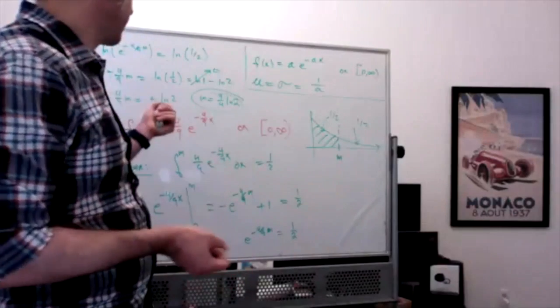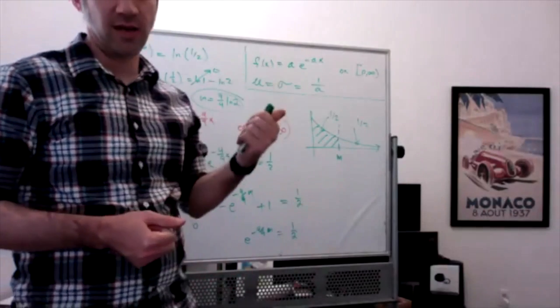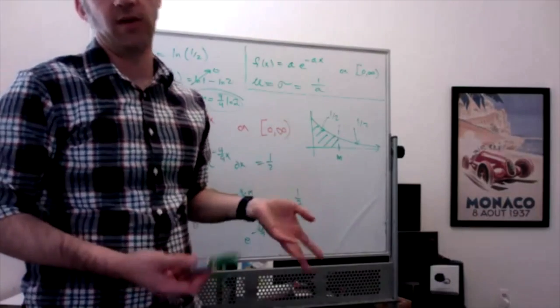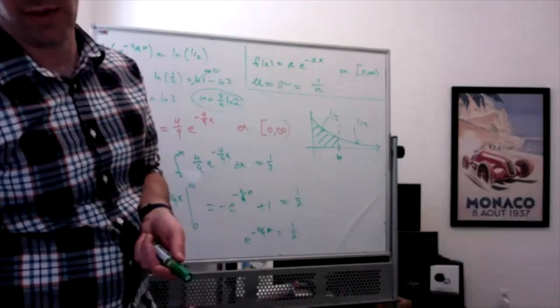Again, that calculation isn't as terrible as it could be. If you want to calculate the mean or the variance here, you have to do the integral from 0 to infinity, and you have to deal with an improper integral, which can be kind of a pain in the butt.